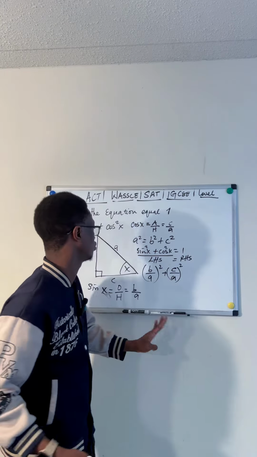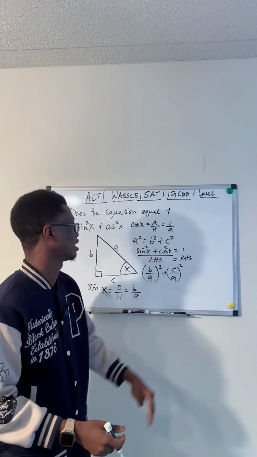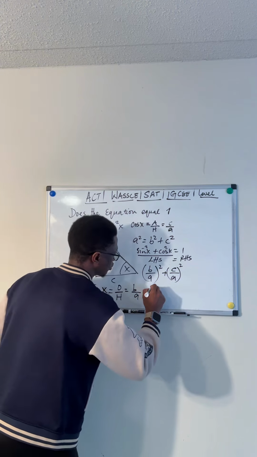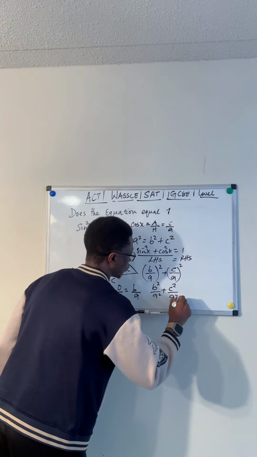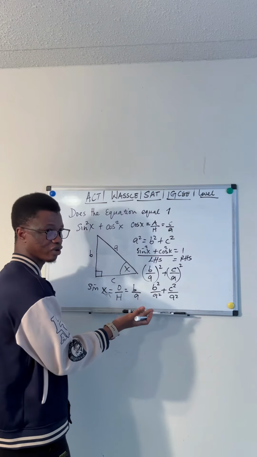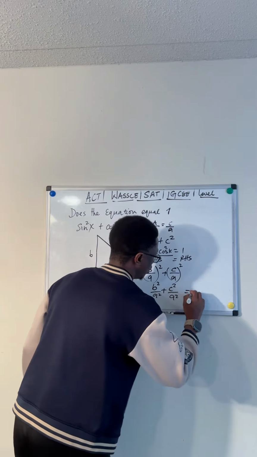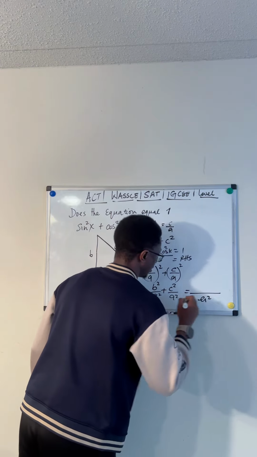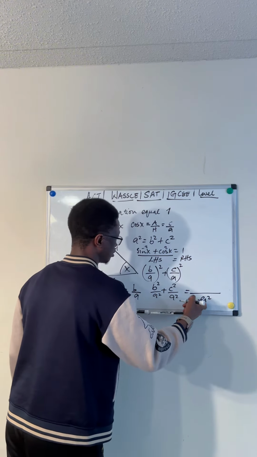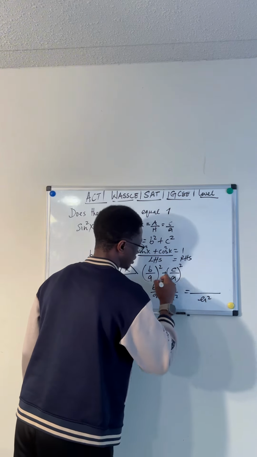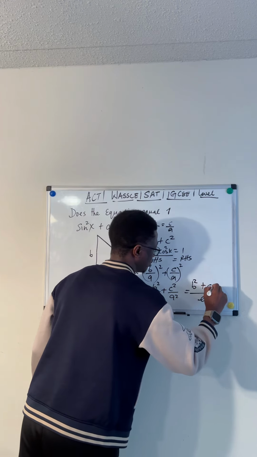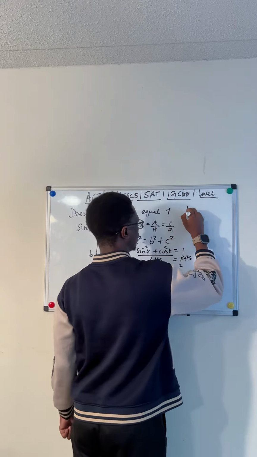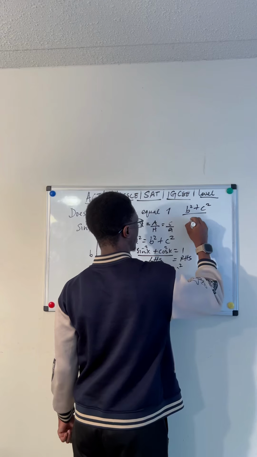Let's not equate it to 1 yet. Let's just deal with the left. This becomes B square over A square plus C square over A square, right? If you are solving this as a fraction, you find the LCM. The LCM here is A square. A square into A square becomes just 1, and 1 multiplied by B square becomes B square, plus the same thing, C square. So now we have B square plus C square, divided by A square.